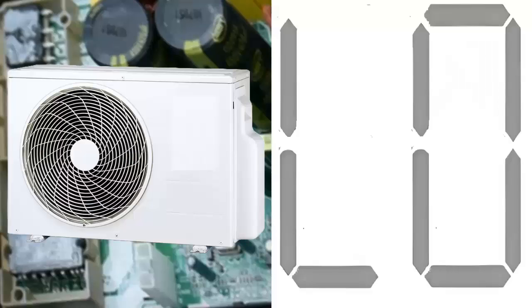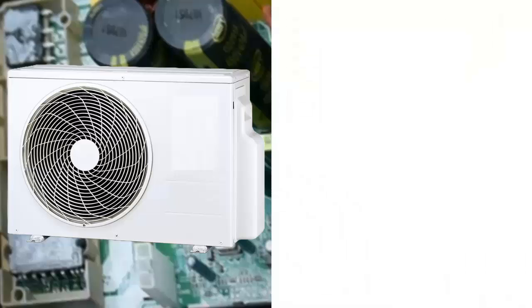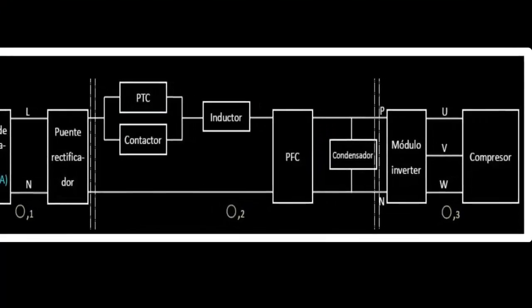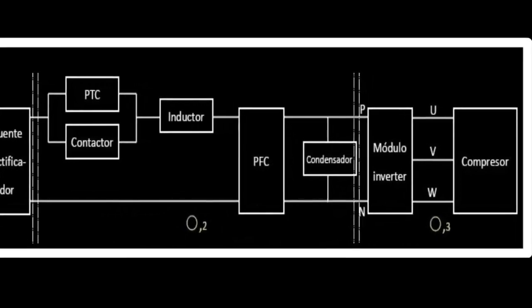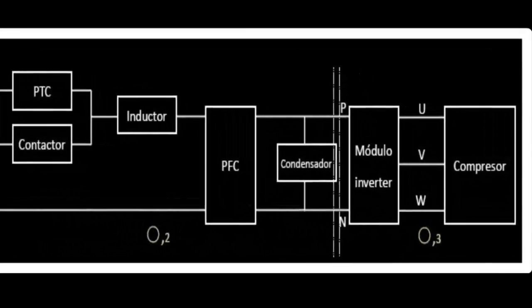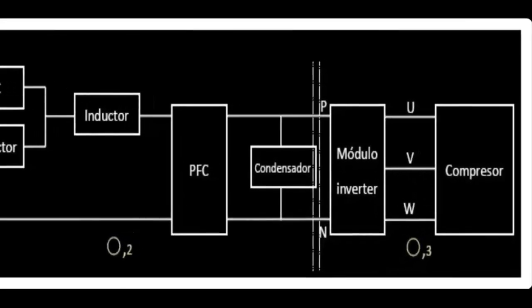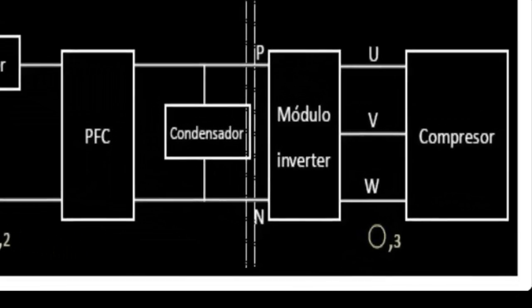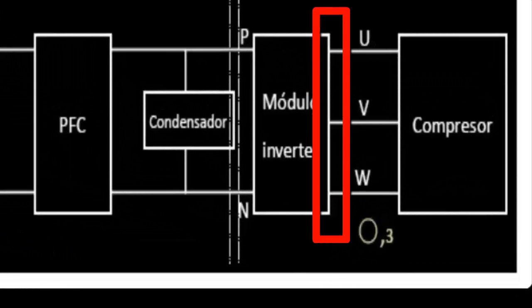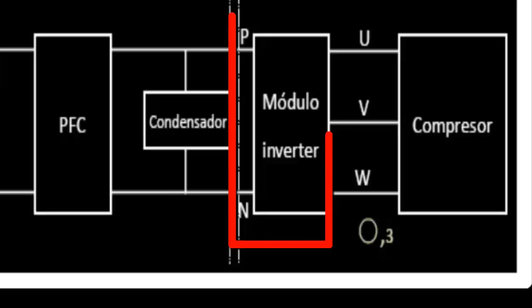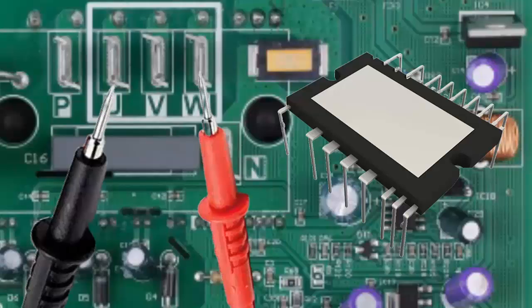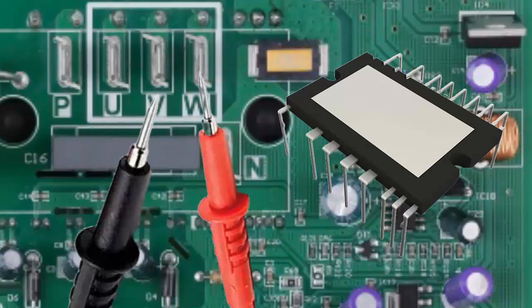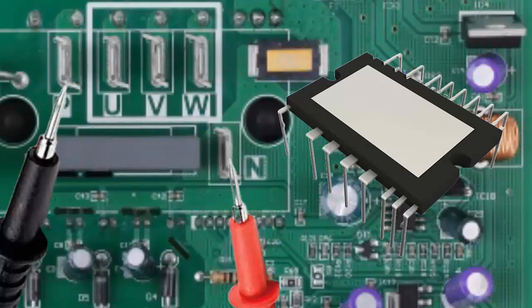Case 1. The error code L0 appears immediately after starting the outdoor unit. In this case, it is likely that the problem is in the inverter module. To diagnose it, follow these steps. A. Measure the resistance between the U, V, and W pins and between P and N in the inverter module. All resistances should be infinite. If any are not, the inverter module is damaged and must be replaced.